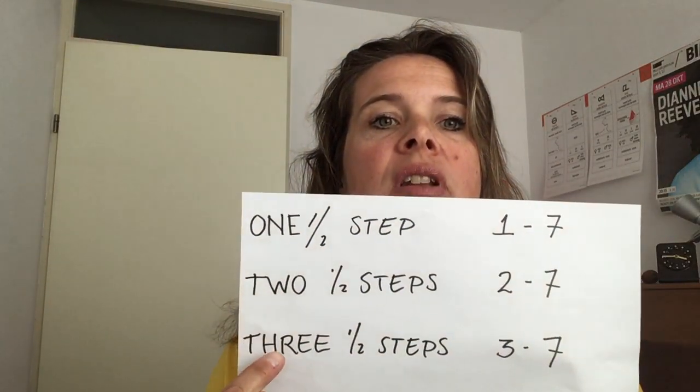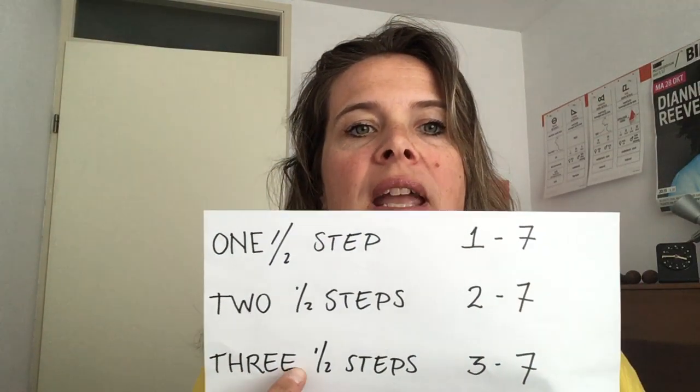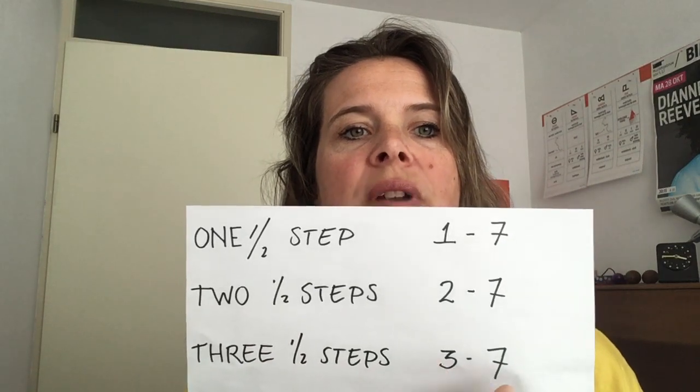Then I have another one, 3 half steps between the 3 and the 7. So now we start on the 3rd of the dominant. Ba da da da da da da. 3 half steps. So I use the other ones as well, and now there is 1 extra.